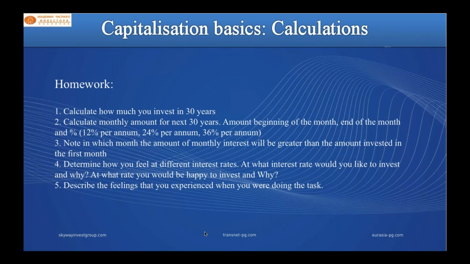Also note in which months the amount of interest will be greater than the amount invested in the first months. Determine how you feel at the different interest rates, and at what rate you would like to invest and why. At what rate you will be happy. So make sure that when you do this calculation, you use different scenarios, and you know your income better, you know better how much you can invest. So have a look at the worst case scenario and best case scenario, and then choose the middle one, the one you will feel comfortable with. And then you will realize how many years you need to achieve your financial goals. And also describe the feelings you experience while you are doing the task.